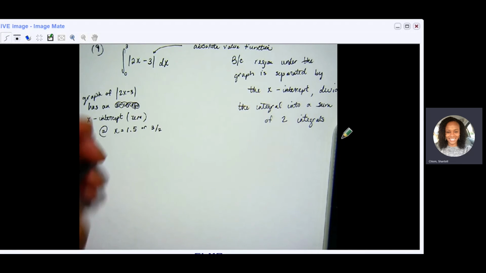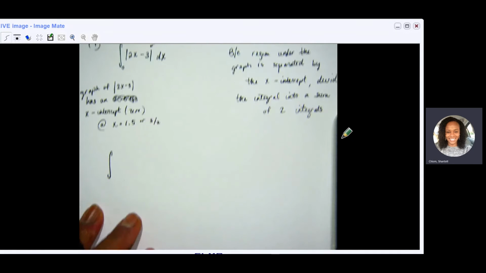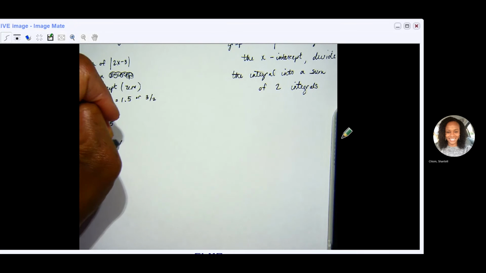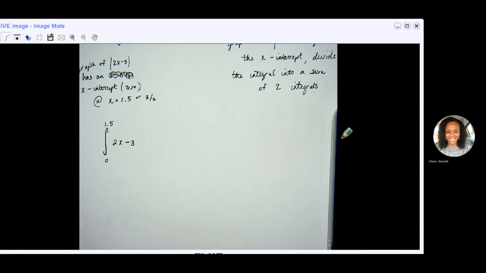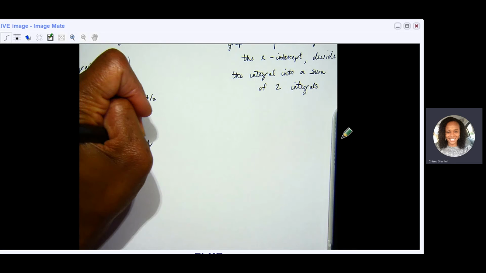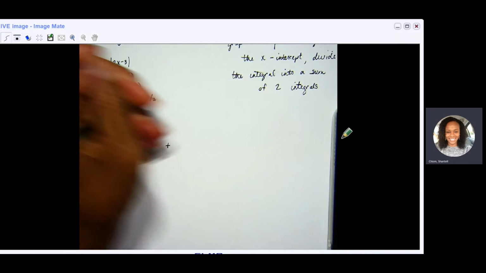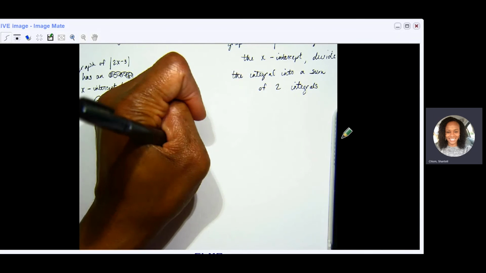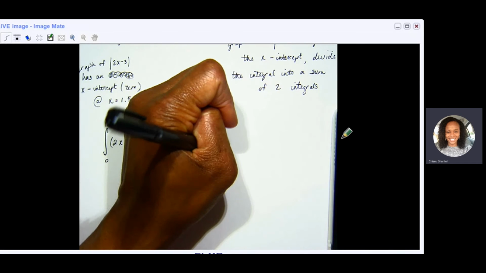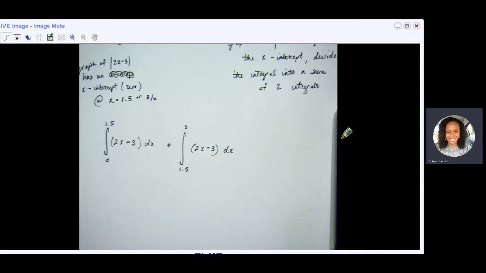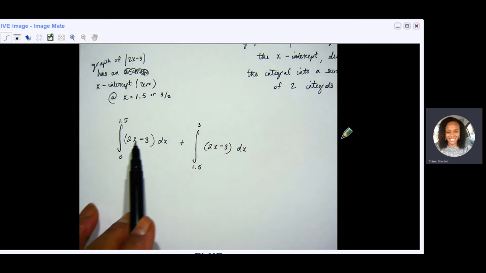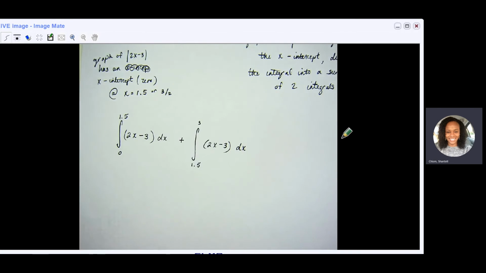Okay, so what I'm going to do is split that integral up into 2. So from 0 to 1.5, 2x minus 3 with respect to x, plus 1.5 to 3, of 2x minus 3 with respect to x. Okay, that's how we have to approach this problem. Beyond that, it's pretty standard integration, finding the antiderivative.